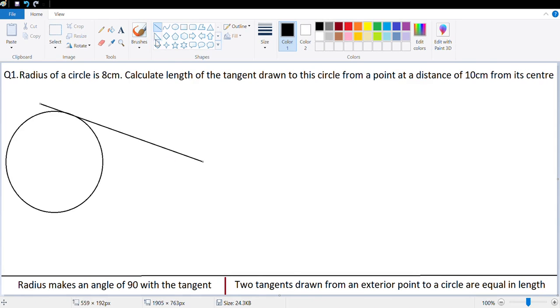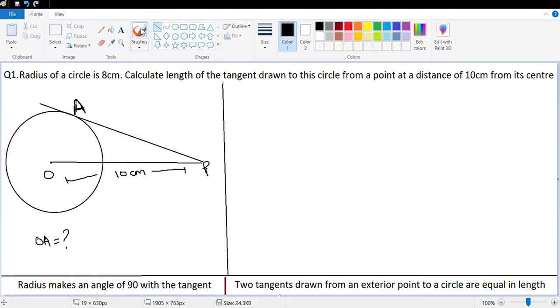Okay, so let's say we are talking about this point somewhere here, and this is my center, and this length is given as 10 centimeter. Perfect. Let's call this point O. Let's call this point P, and let A be the point of contact of the tangent with the circle. So we need to find the length of the radius, which is OA. So OA is equal to question mark. That's what we need to find.